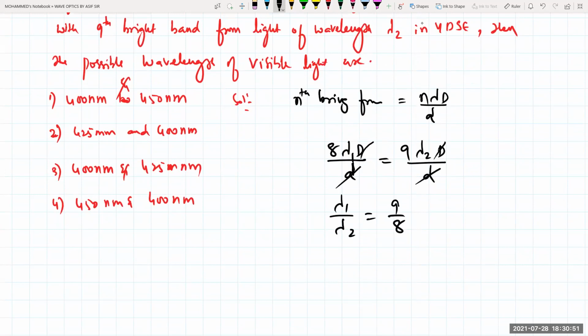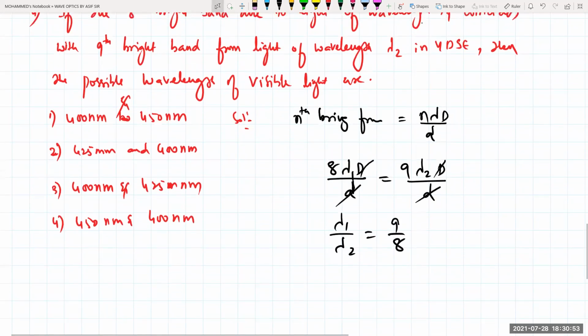See which is the possible range. You need to take the ratio of the two answers given. So the first one, does 400 and 450 nanometer work? First one is not possible, sir. You have to try all the options. Yes, sir. First one's not possible, sir. Okay, try the next one.